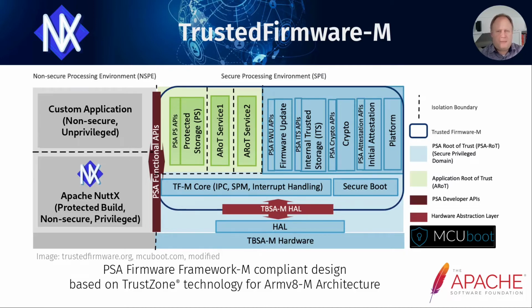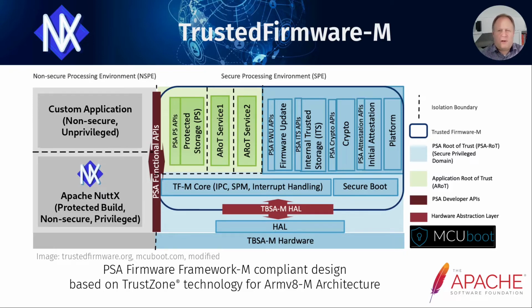TrustedFirmware-M integrates MCUboot for secure boot and secure update, while the firmware update service is basically just a shim that translates between the PSA firmware update API and the MCUboot library code. As you can see, TrustedFirmware-M provides secure partitions for all the PSA services. The partition labeled platform on the right includes the entry point functions that are called from the non-secure processing environment, for which it serves as a communication gateway to the actual service partitions.